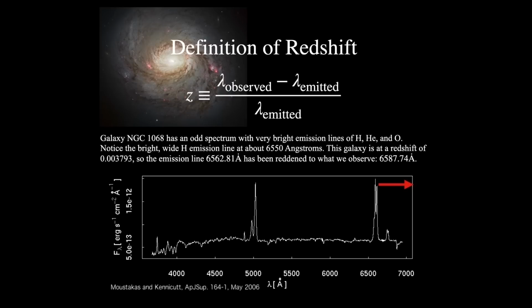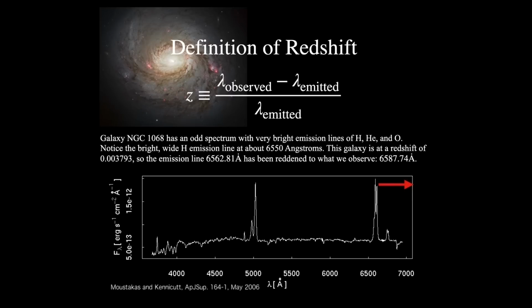And so when we look at the spectrum below, we see a bright hydrogen emission line right around 6550 angstroms. And this galaxy has a redshift of 0.003793, according to the NASA Extragalactic Database. And so this emission wavelength of hydrogen, which is H alpha, which is 6562.81 angstroms, has been redshifted to the observed wavelength of 6587.74 angstroms. So its wavelength has been lengthened by 25 angstroms, and that's important because the observed wavelength is longer than the emitted wavelength.